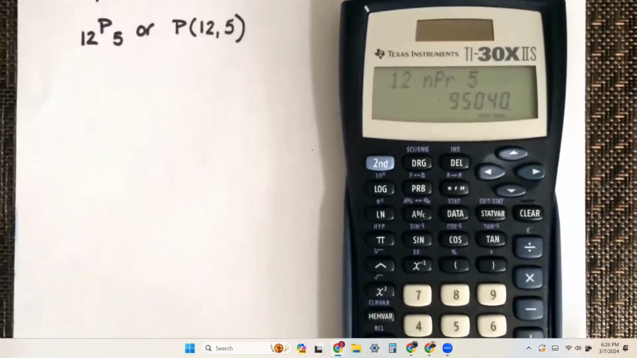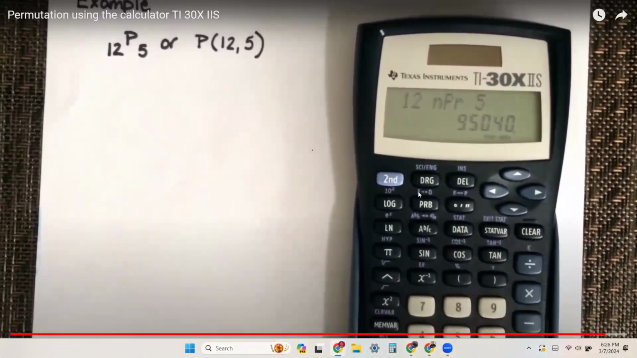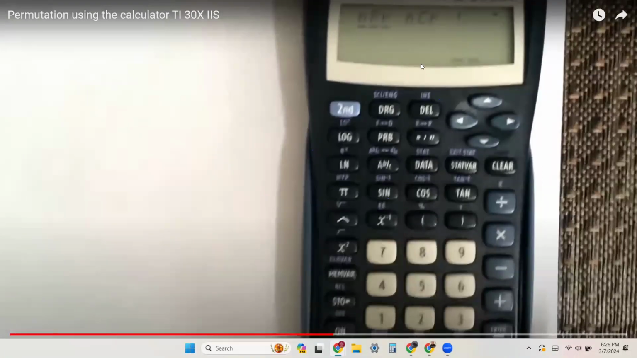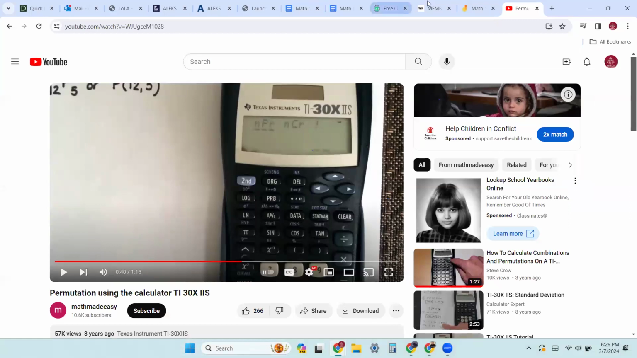So for the combinations, you're going to have to scroll over one. Let me just show you. See it right there? To get to that one, you press the right arrow key. After you put in your big number, you put PRB, go over with the arrow to get to that one, then you hit equal, and then put in your small number. Gotcha. All right. So let's go back over here.